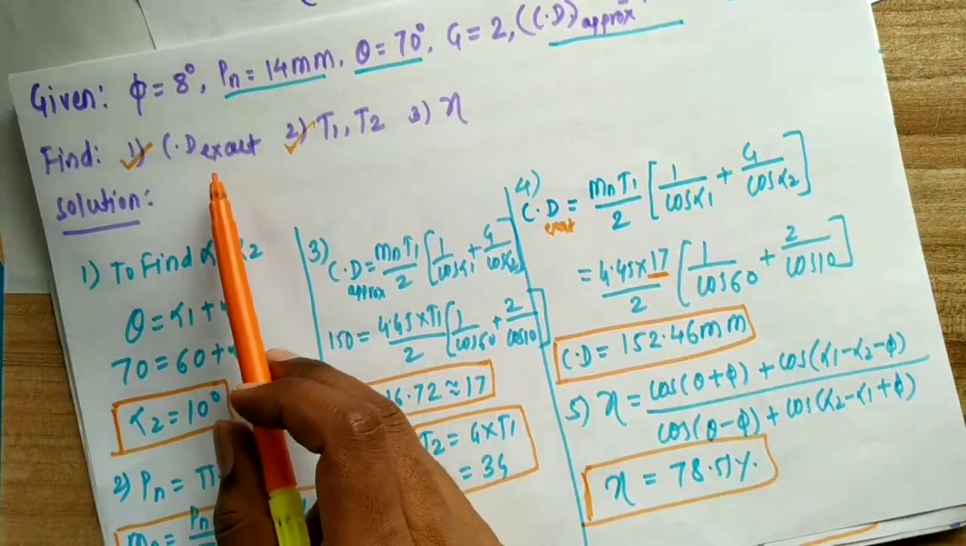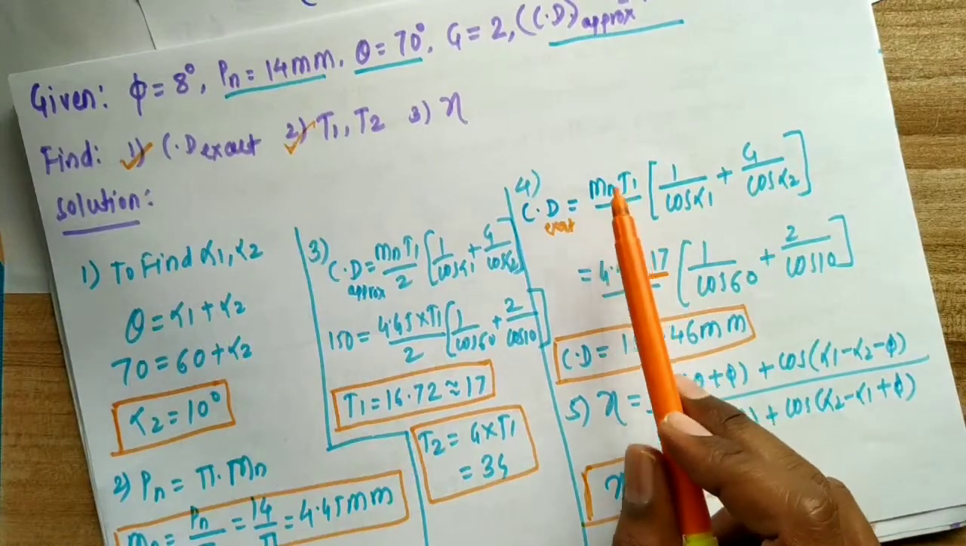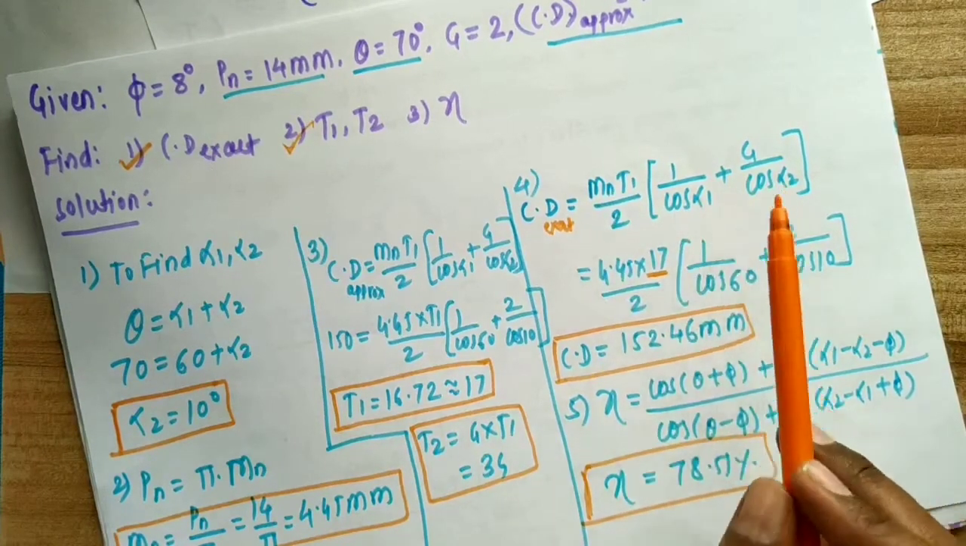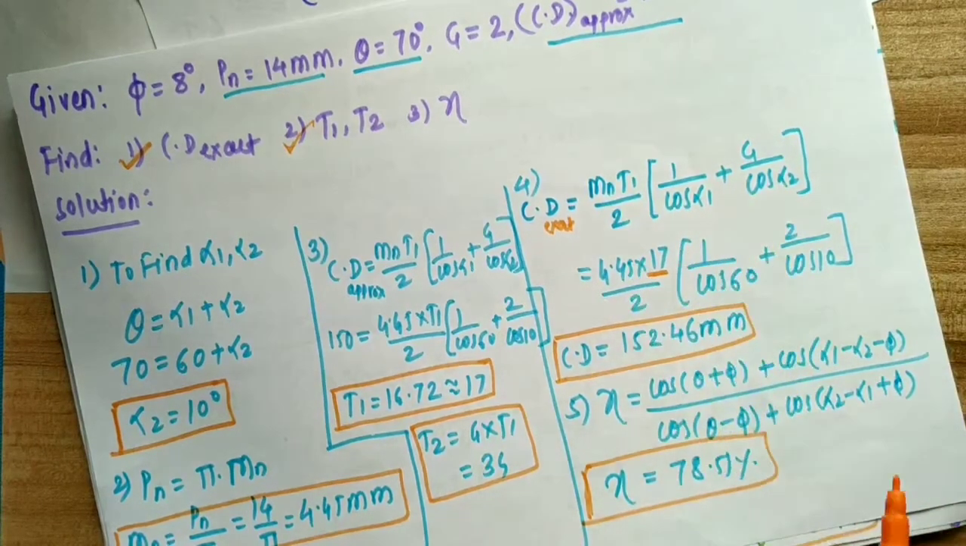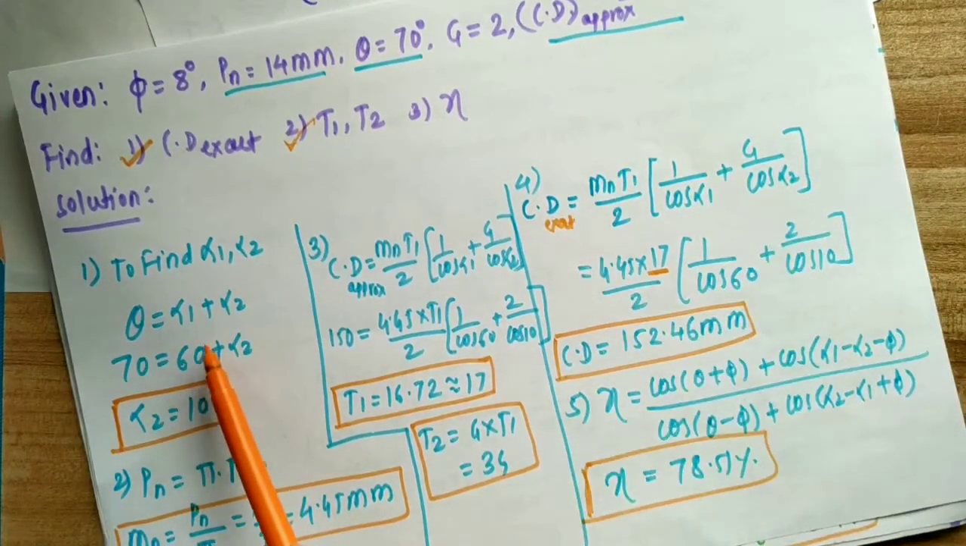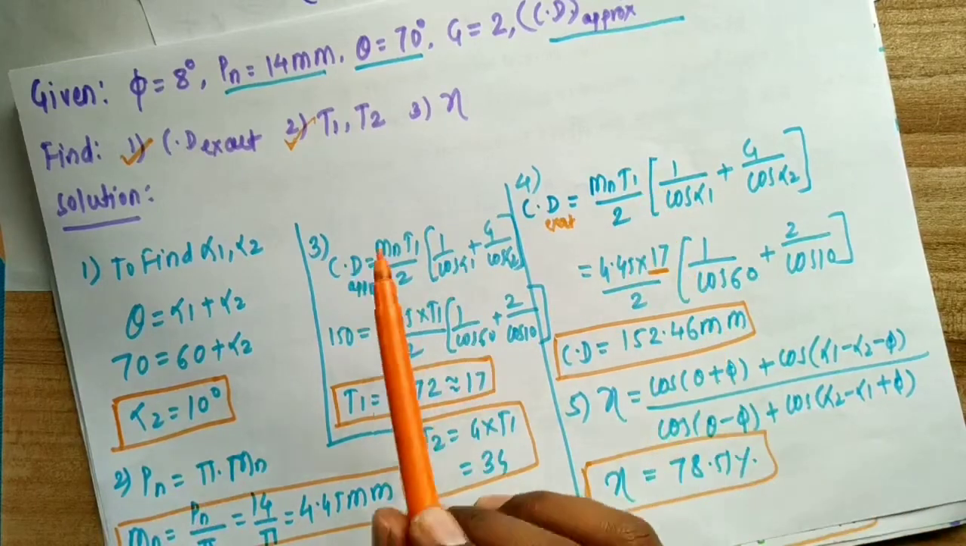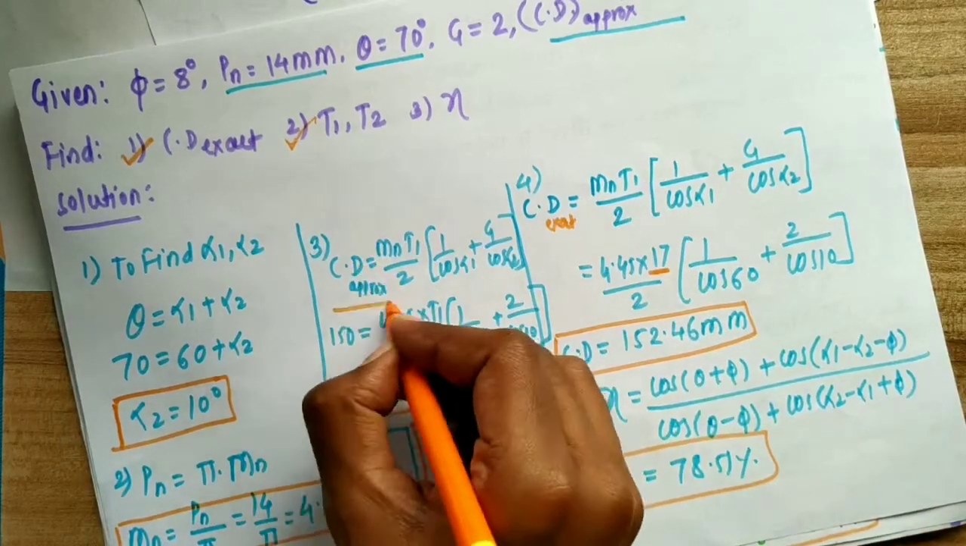In order to find the exact central distance, we need the values of alpha 1, alpha 2, teeth and Mn. Alpha 1 and alpha 2 we find out first, based on the given data. In the numerical, alpha 1 is already given, so use the formula of shaft angle to get the value of alpha 2. Then to get Mn, we use the formula of P, the relation between Pn and Mn. To get teeth, use the formula of approximate central distance.